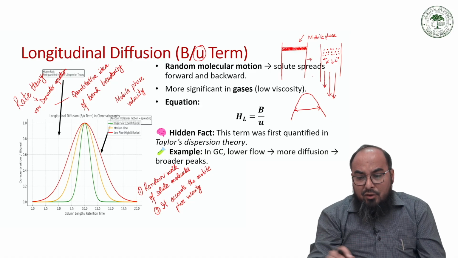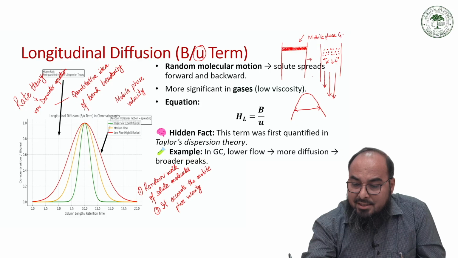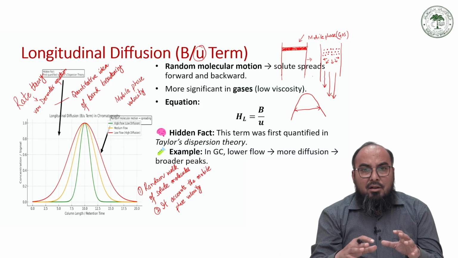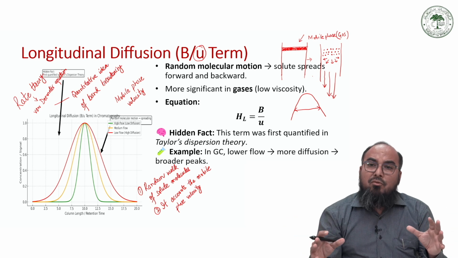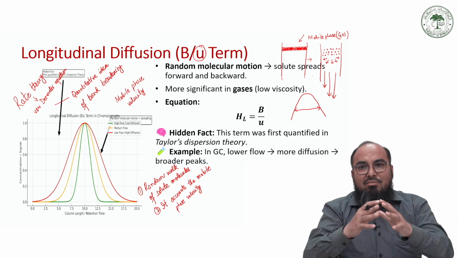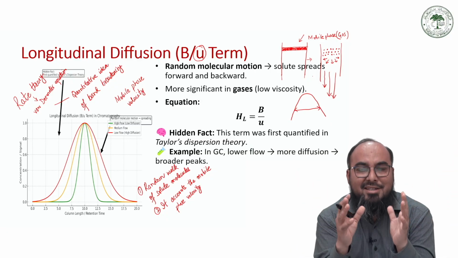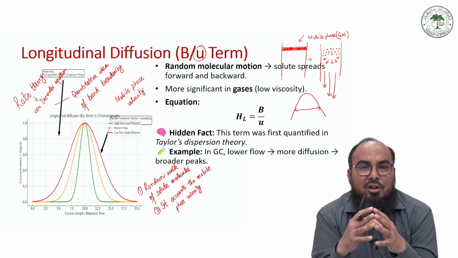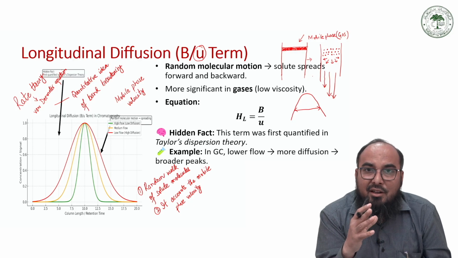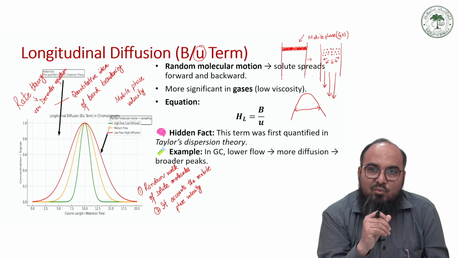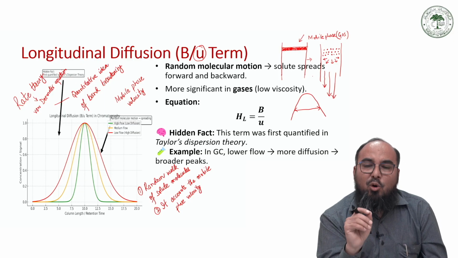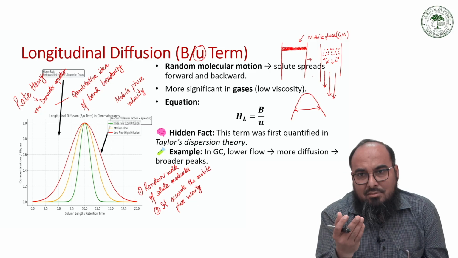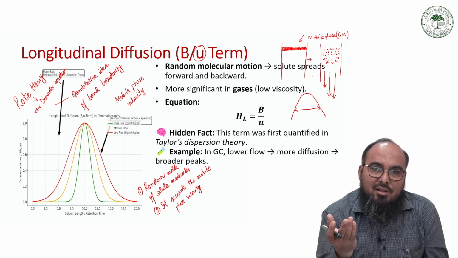Okay. Now if you consider your mobile phase as gas, then this random movement becomes very high, because now gas has a very high diffusion. So this longitudinal diffusion becomes very important when we deal with gas chromatography, because in gas chromatography the mobile phase is always a gas, an inert gas, and the gas has the highest diffusion and the solid has the lowest diffusion.